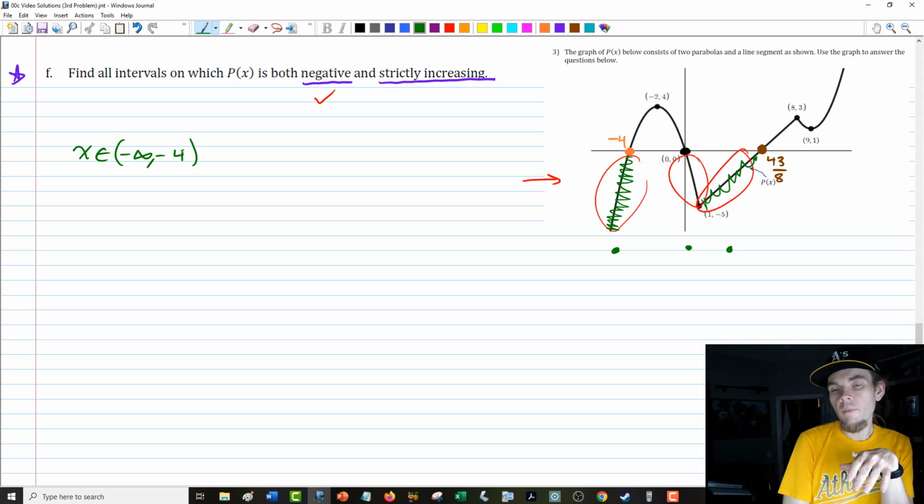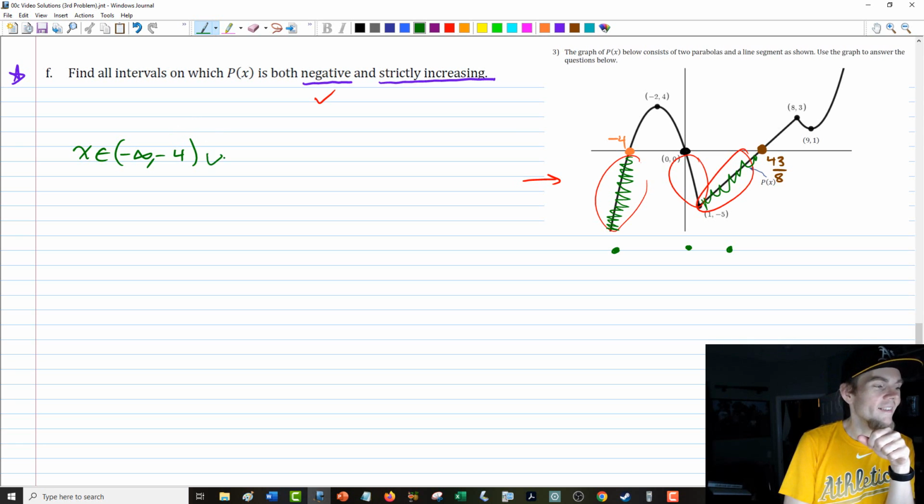I would totally understand, by the way, if you put negative infinity to, what was it? Oh, man, I had something I thought was very profound to say. It is gone. It's gone. I'm sorry.